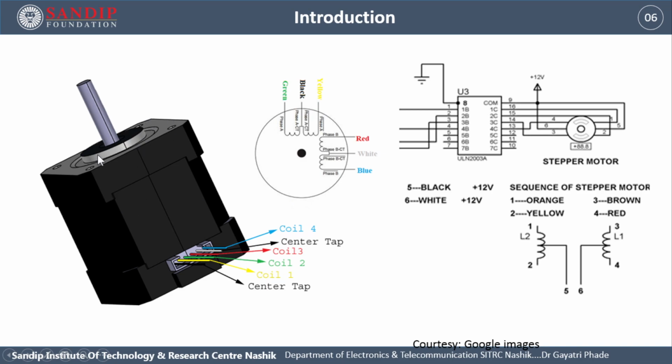So here is the stepper motor, this is the shaft of the motor, and here are the wires or coils that we can use. There are 4 coils: blue, red, yellow, green. Black and white are the common terminals taken out of those coils.